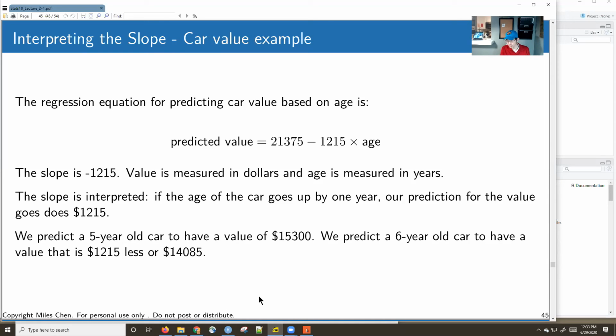Does the negative or positive slope correlate to negative or positive correlation? Yes, absolutely. So if you have a positive correlation, the slope will be positive. And if you have negative correlation, the slope will be negative, okay?